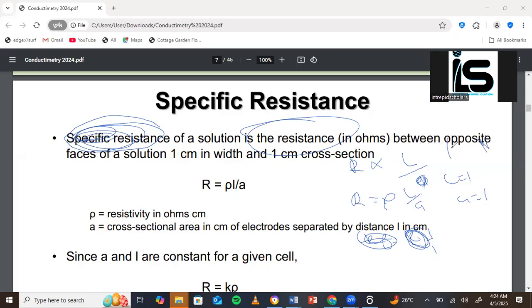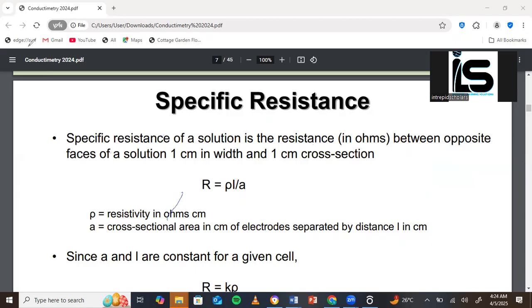The distance between the two electrodes is 1 centimeter, and the cross-sectional area of the electrode is also 1 centimeter squared, cross-sectional area. So that is how we define our term. Moving on.